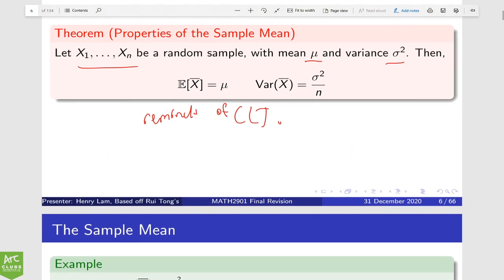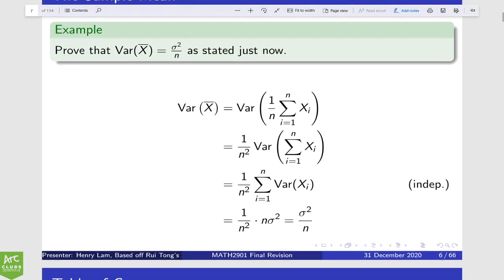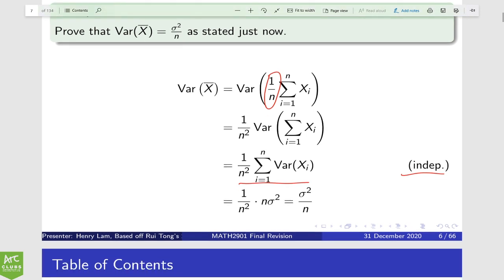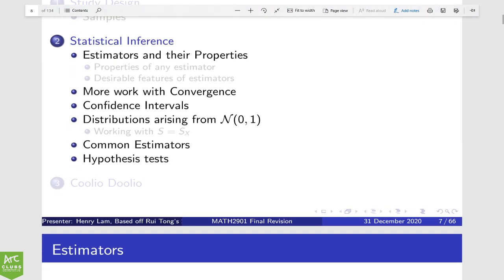And you can easily show the variance is this by just using properties of variance and independence. You can bring this factor out and square it, and then use independence over here so that there's no covariance between the two. And then you notice that they're IID, so the same variance, and thus you have n times the same variance, and so you have this. This should be relatively straightforward, so we'll skip that for now.